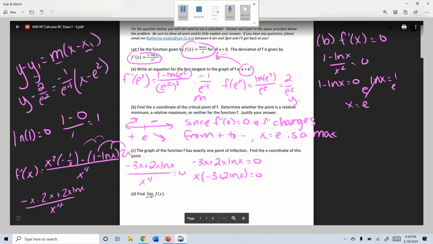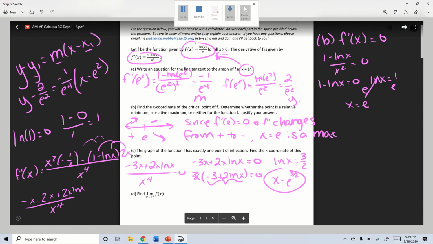We can factor out an x, and we'll have negative 3 plus 2 ln of x is equal to 0. Now remember from our domain up here, x can't equal 0, so we're not worried about this part of it. We're just worried about that part. So we're really looking for add the 3, divide by 2, where ln of x is equal to 3 over 2. e and ln are inverses of each other, so x is equal to e to the 3/2. And so that would be our coordinate for our point of inflection.